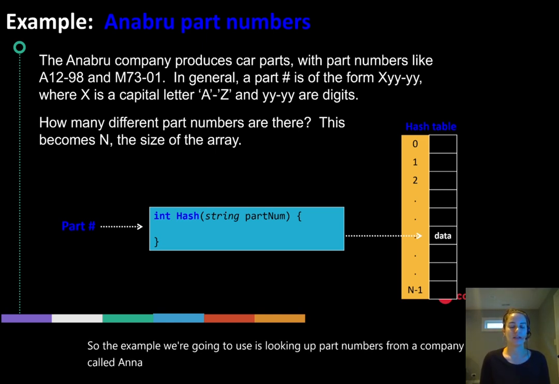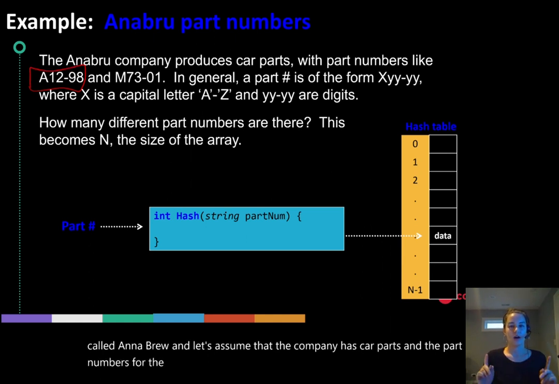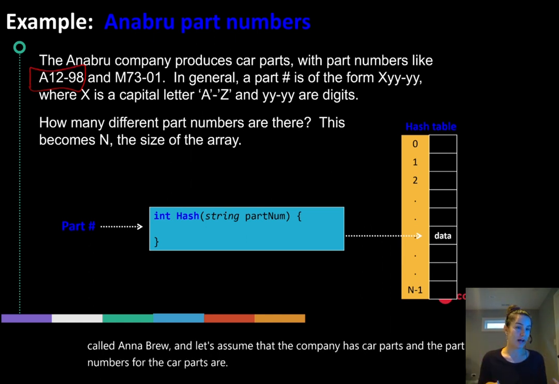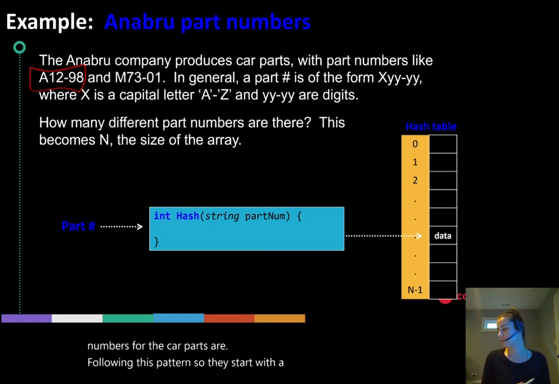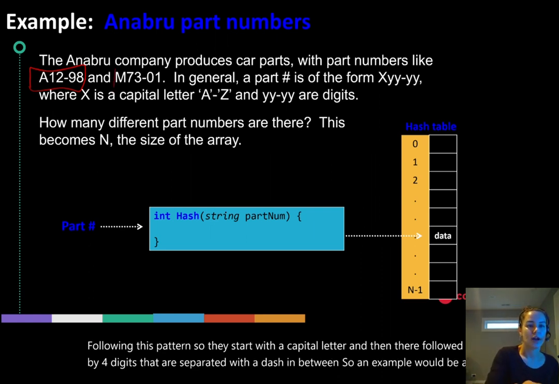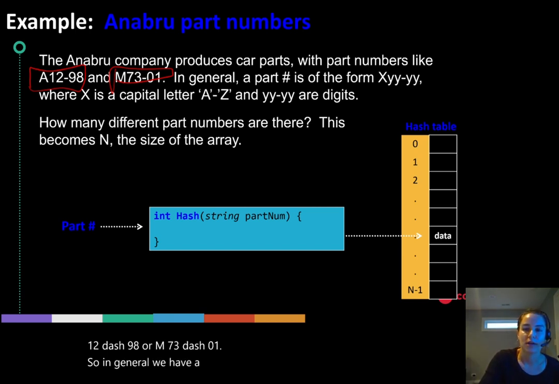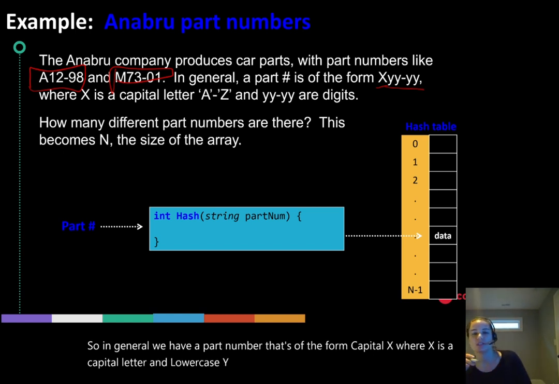Let's assume that the Annabrew company has car parts, and the part numbers for the car parts follow this pattern. They start with a capital letter and then they're followed by 4 digits that are separated with a dash in between. An example would be A12-98 or M73-01. So in general, we have a part number that's of the form capital X, where X is a capital letter, and lowercase y, yy-yy, which is any combination of digits.